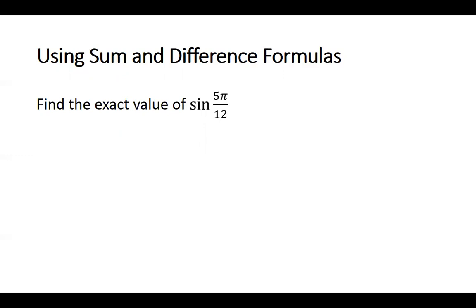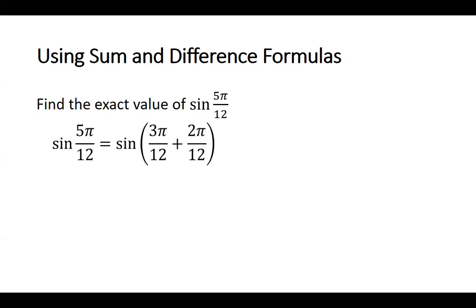So if we're doing that, then basically we know 5 pi over 12 is not a standard angle, but we're looking for an exact value. So we have to look at it and say, well, can I add two angles together or subtract two angles from one another to get 5 pi over 12?